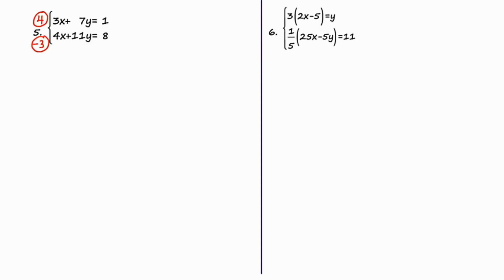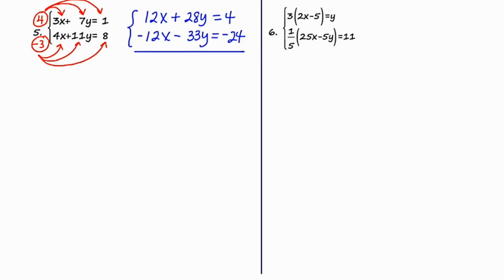Now when you manipulate a row like this, it's important that you take the number on the outside and distribute it through every single term in the equation. So that 4 is going to be distributed into 3x, into 7y, and into 1. And the -3 is going to be distributed into 4x, into 11y, and into 8. So let's take a moment and rewrite our equations. The new top equation is going to be 12x plus 28y equals 4. The new bottom equation is going to be -12x minus 33y equals -24.